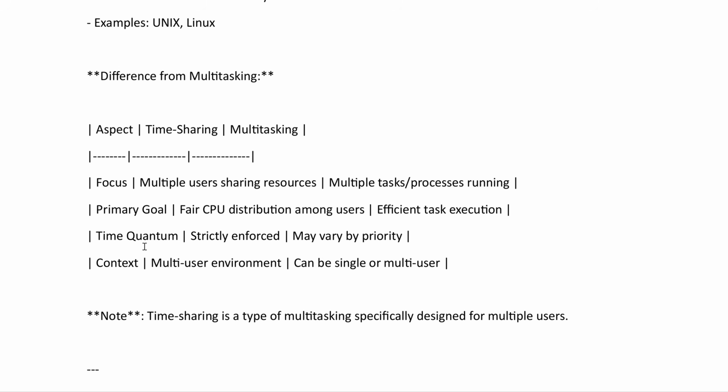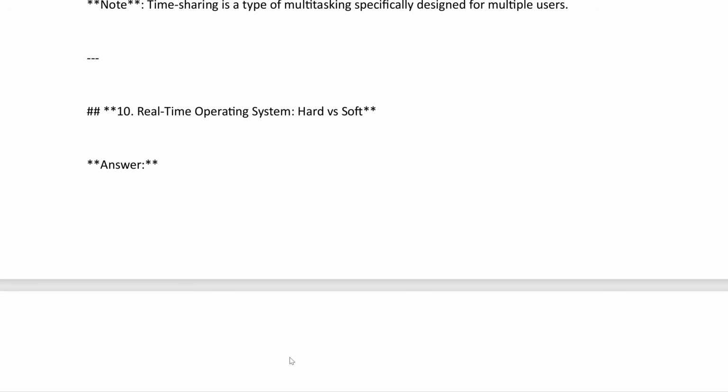The third aspect on which we can differentiate between these two is the time quantum. The concept of time quantum is strictly enforced in a time sharing operating system, but the time quantum concept may vary by priority in a multitasking system. As far as context is concerned, a time sharing operating system is a multi-user environment, whereas a multitasking system can be single or multi-user as well. So a time sharing operating system is a type of multitasking specifically designed for multiple users.